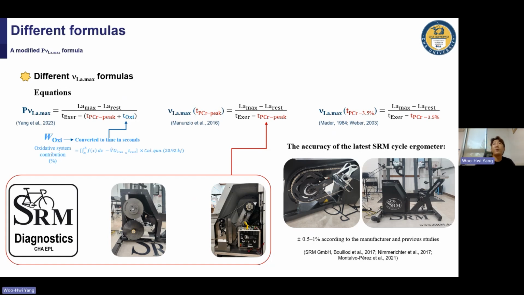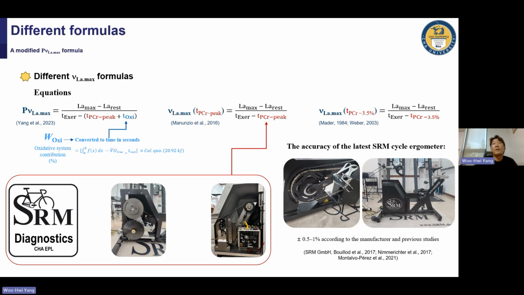First of all, pure PvLa.max was calculated as delta lactate divided by the difference between total sprint time and TPCR peak plus relative oxidative contribution in percentages, which was converted to time in seconds related to the total sprint time. TPCR peak was determined at the time up to peak power outputs because the accuracy of the latest SRM bicycle ergometer is reported to be from 0.5 to 1% according to the manufacturer and previous studies.